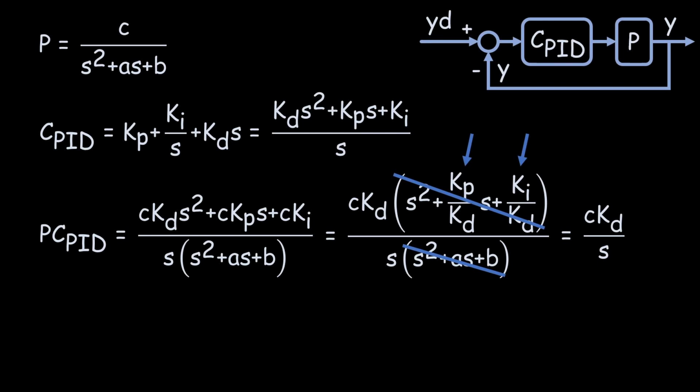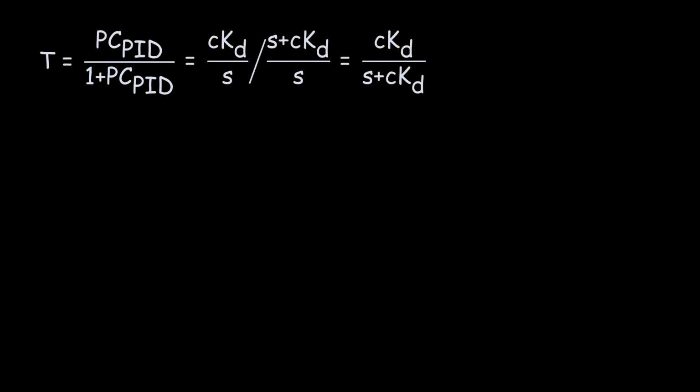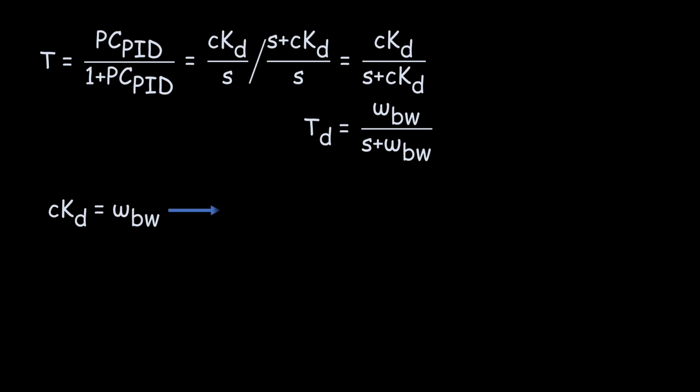Here, we can derive that Kp over Kd equals A and Ki over Kd equals B. Using the formula, we can determine that the closed-loop system is a first-order system. If the desired closed-loop system is a first-order system with omega bandwidth, we can establish the equation C times Kd equals omega bandwidth, and solve for Kd equals omega bandwidth over C.